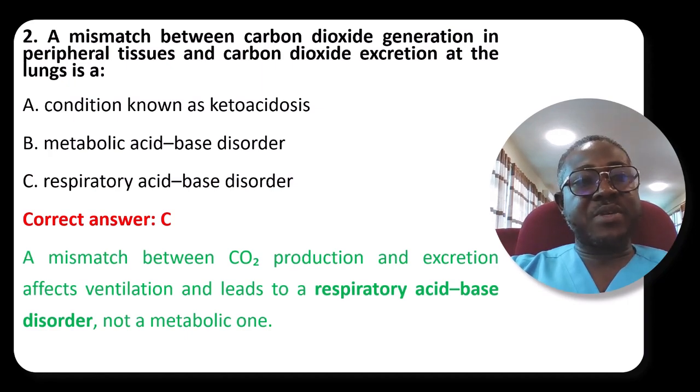So when you look at B, it says metabolic acid-base disorder, and C says respiratory acid-base disorder. Now, the stem of the question is telling us about the lungs, and the lungs are for respiration. Carbon dioxide also has to do with respiration. So that has to do with respiratory acid-base disorder. A mismatch between carbon dioxide production and excretion affects ventilation and leads to respiratory acid-base disorder and not metabolic, because the stem of the question is talking about the lungs and carbon dioxide. Question number 3.